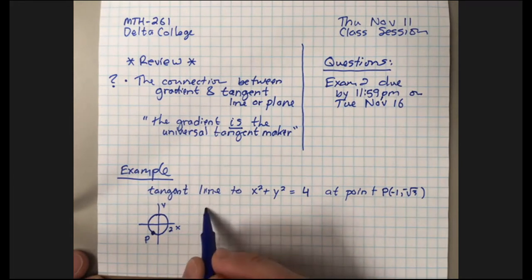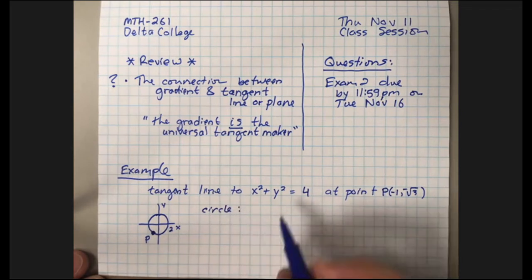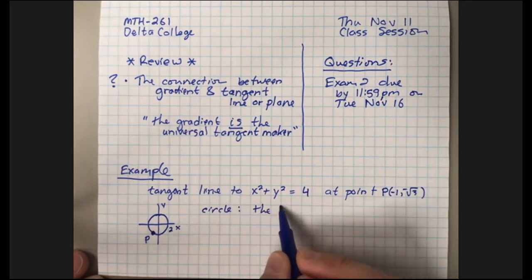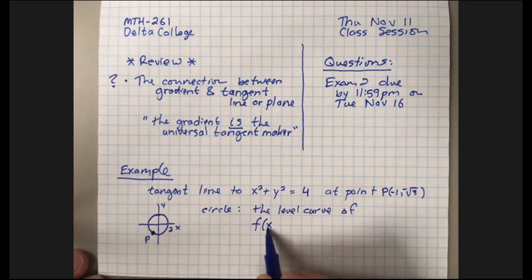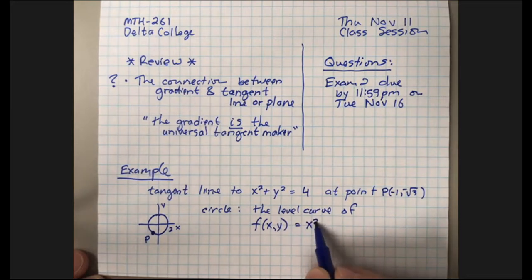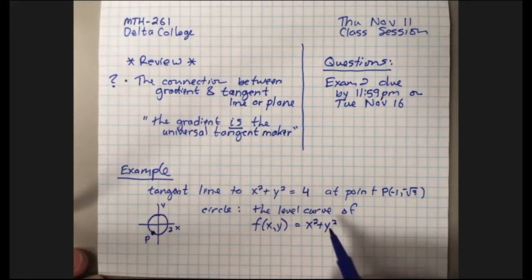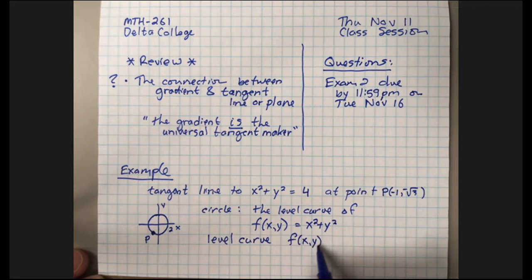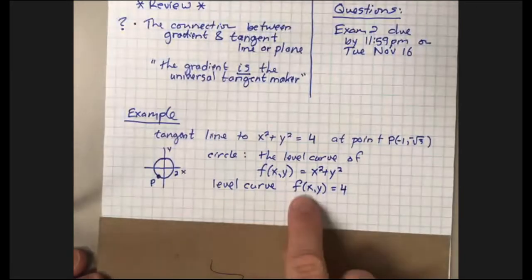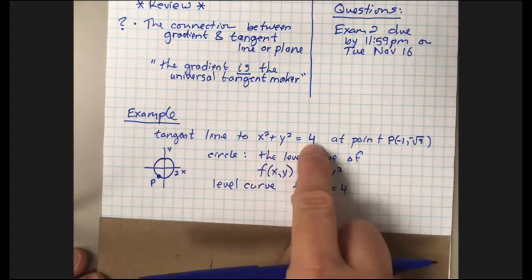But rather, let's look at the circle as a level curve of a function. This is a function of two variables. It's a circular paraboloid. It's an elliptic paraboloid, but it's perfectly round circles. And this level curve that creates this circle is the level curve f of x, y equals 4. So this equation is the same as this equation.